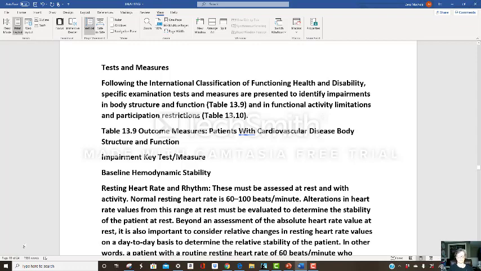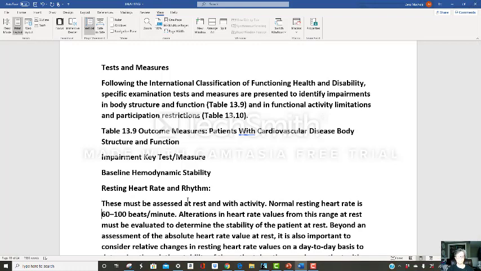Tests and measures following the International Classification of Functioning, Health and Disability. Specific examination tests and measures are presented to identify impairments in body structure and function, Table 13.9, and in functional activity limitations and participation restrictions, Table 13.10. Table 13.9, Outcome measures.